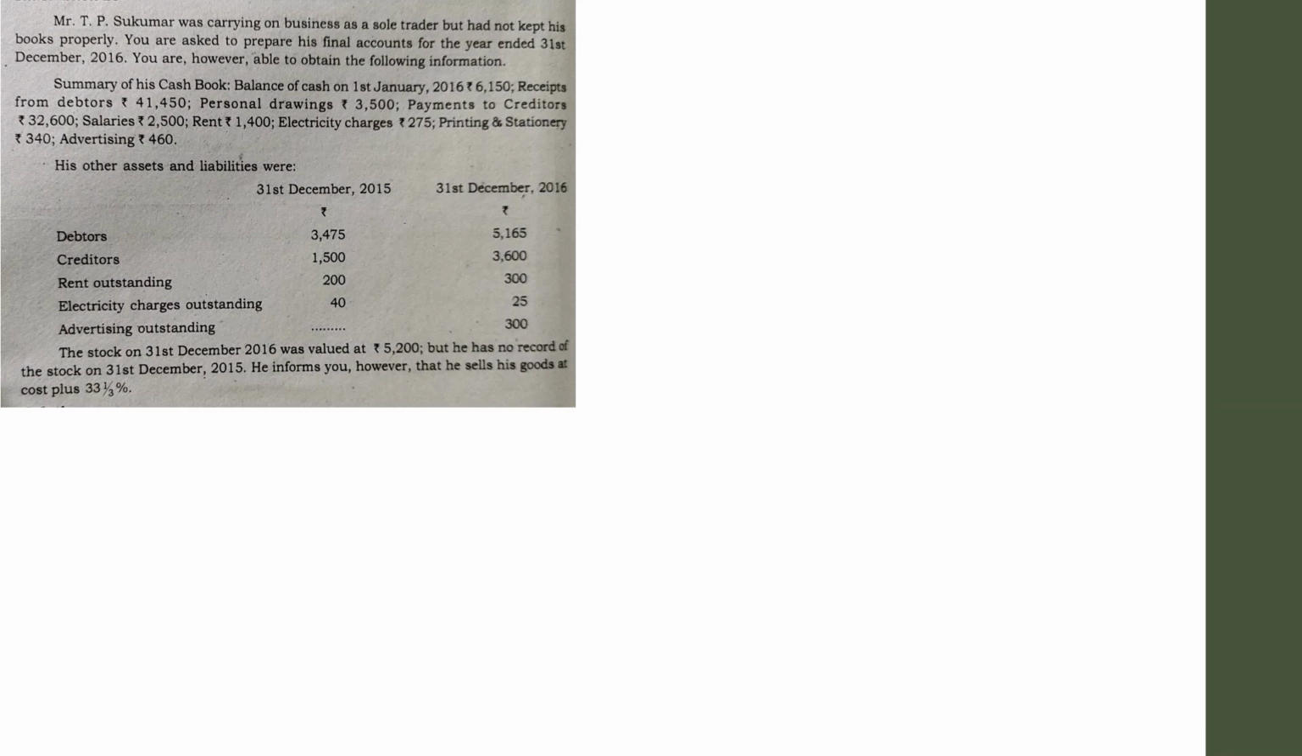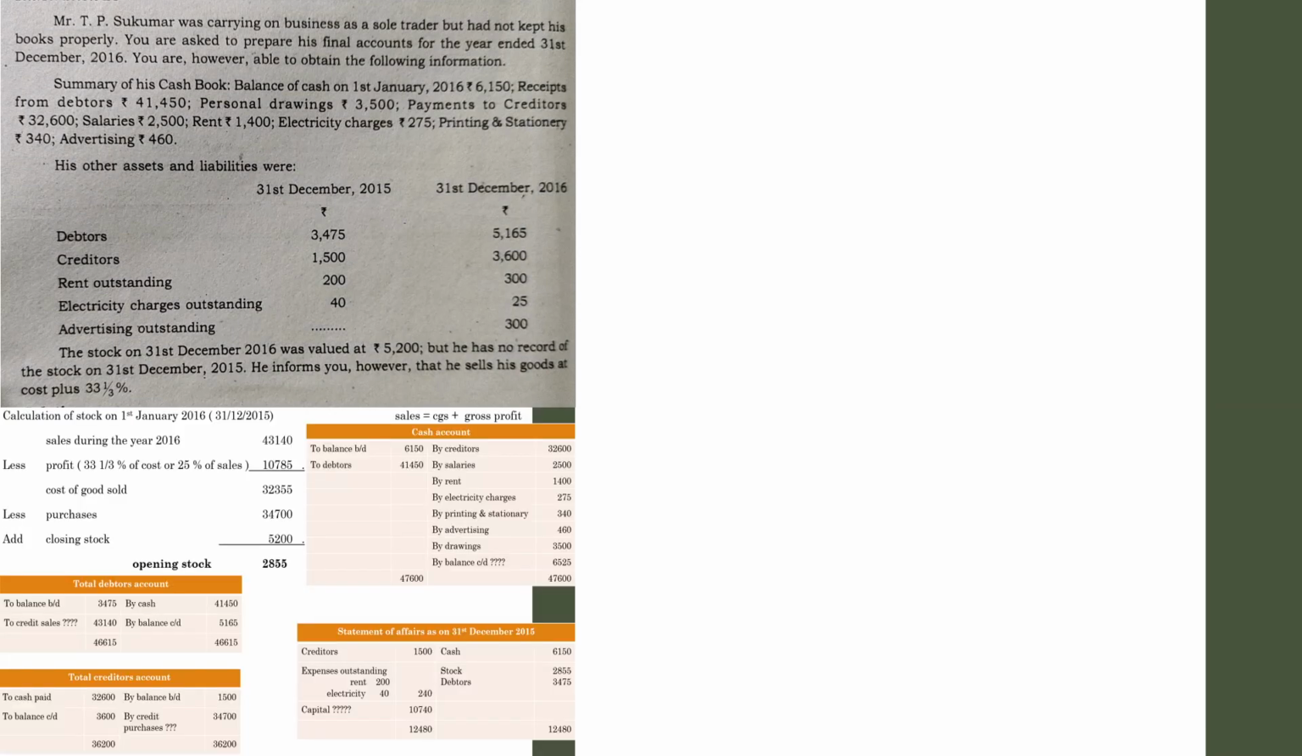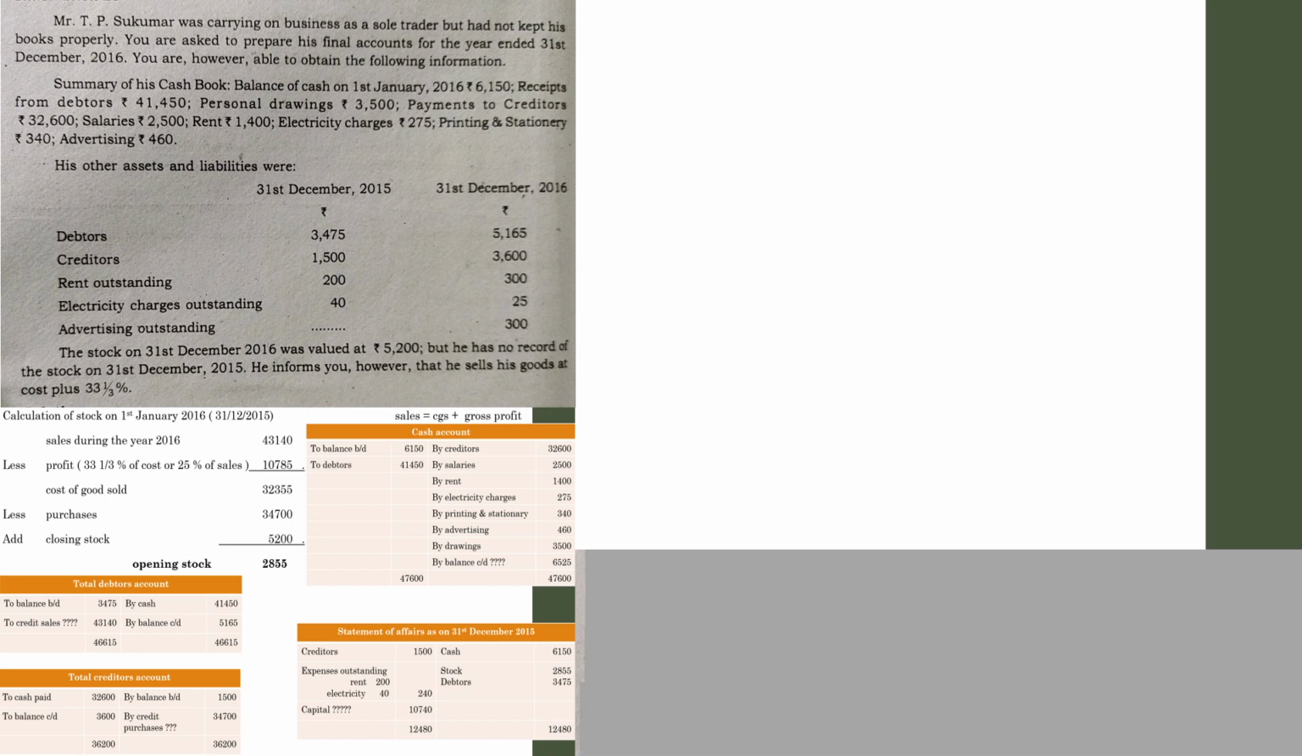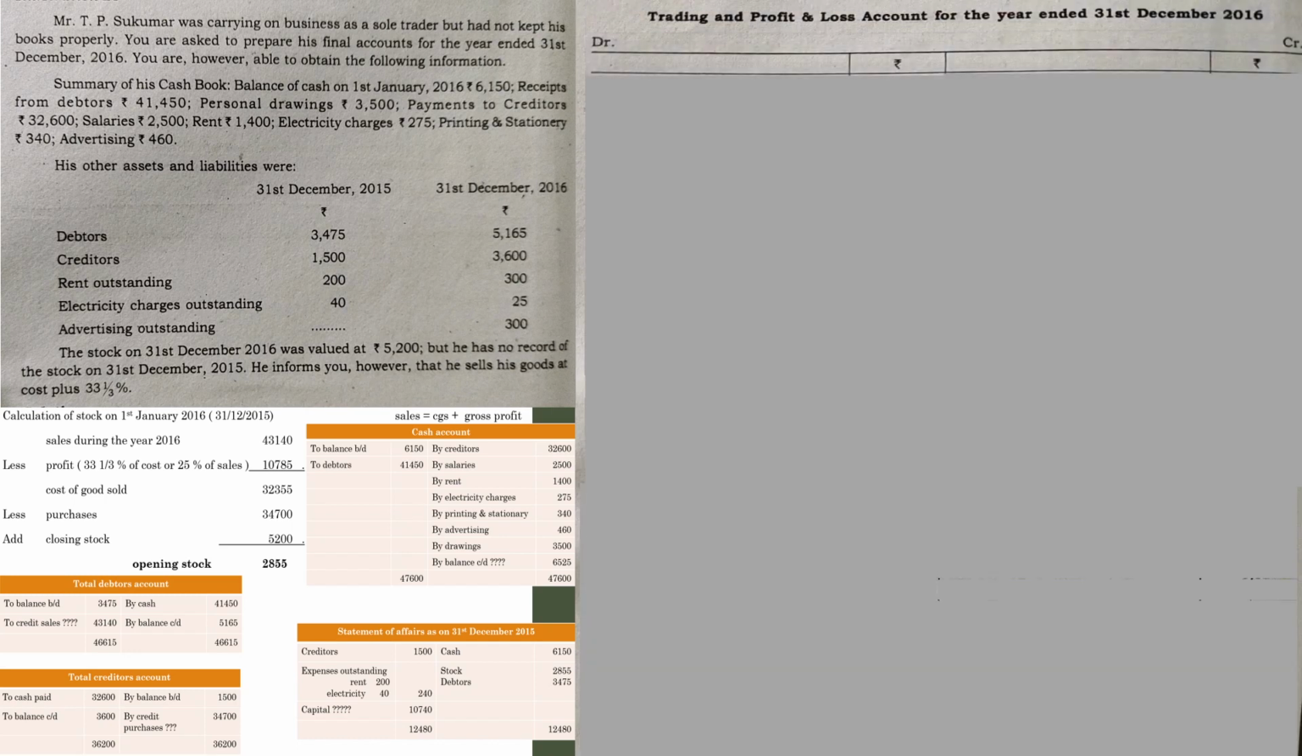This is the pattern of the question. These were the computations which we have done now on the basis of the information given in the question. Now let us begin with the trading profit and loss account. Here it is mentioned that the closing date is 31st December 2016. So, trading profit and loss account for the year ended 31st December 2016.